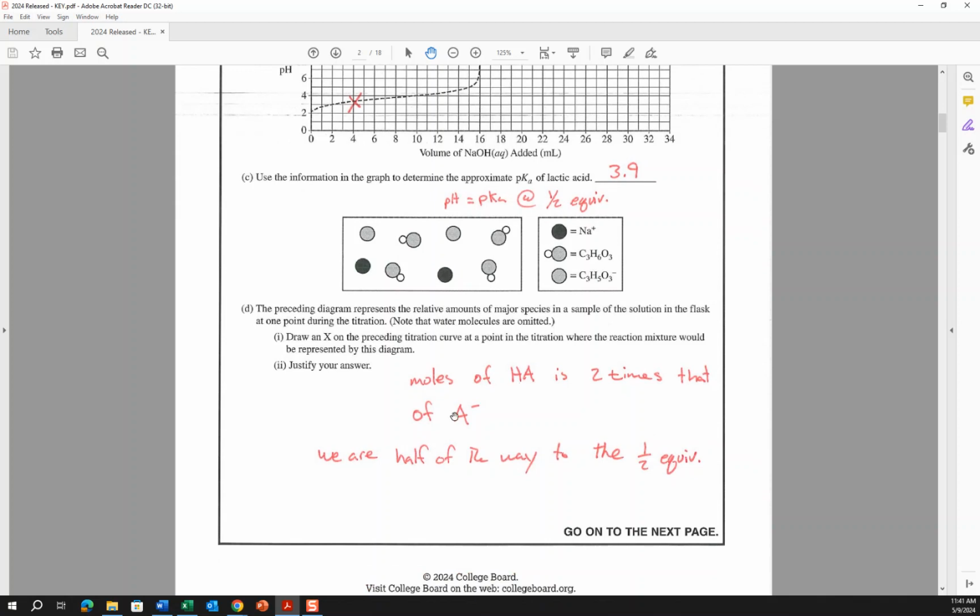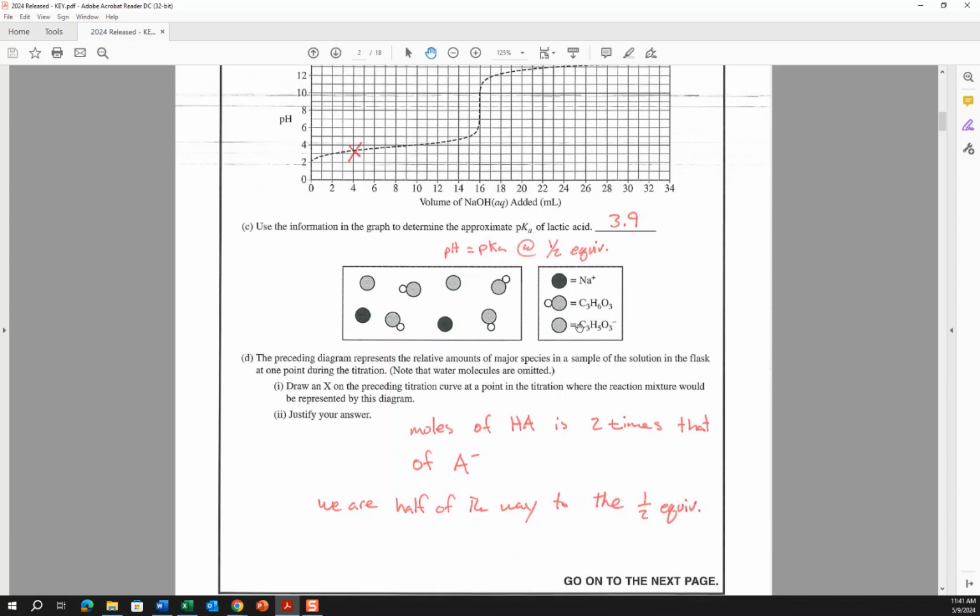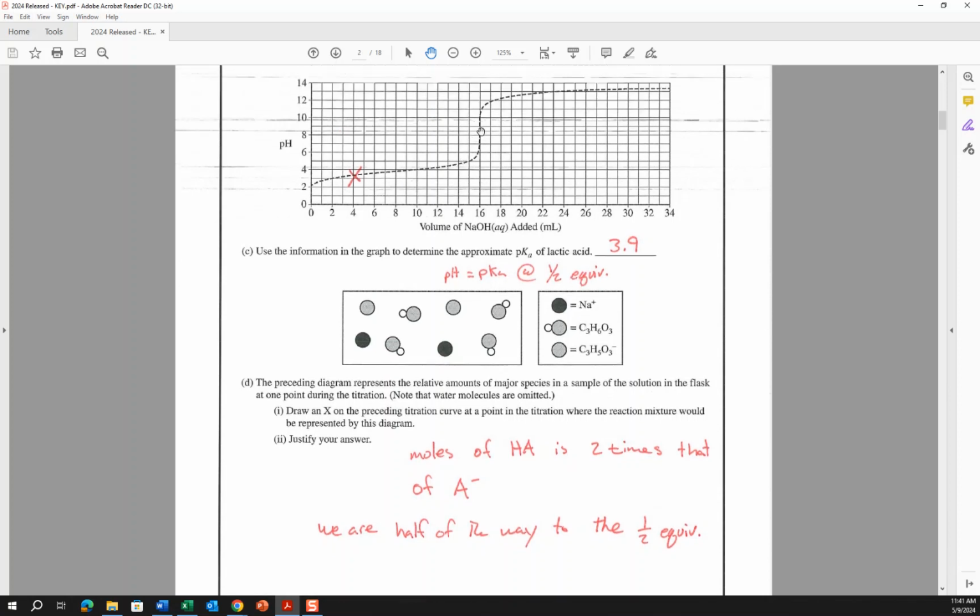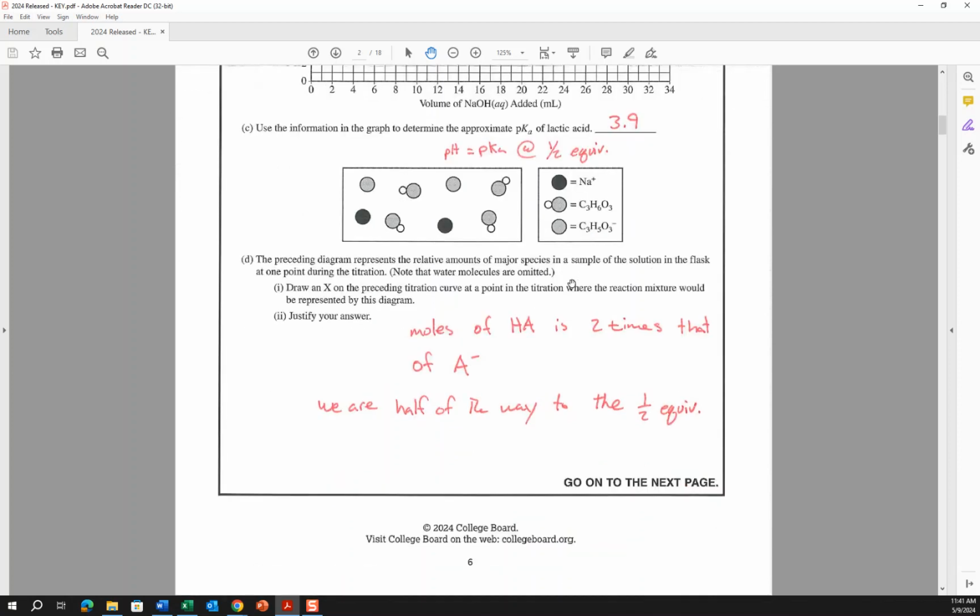So I wouldn't use HA and A minus. You probably could, because they use that notation on the formula sheet. But really, it's just the amount of this is 2 times the amount of that, and that's why we're here. If it was the other way around, we would be at around 12, and if they were equal amounts, we would be at the half equivalence point. If all we had was sodium and A minus, and that was it, that would be at the equivalence point. That would be here, okay?